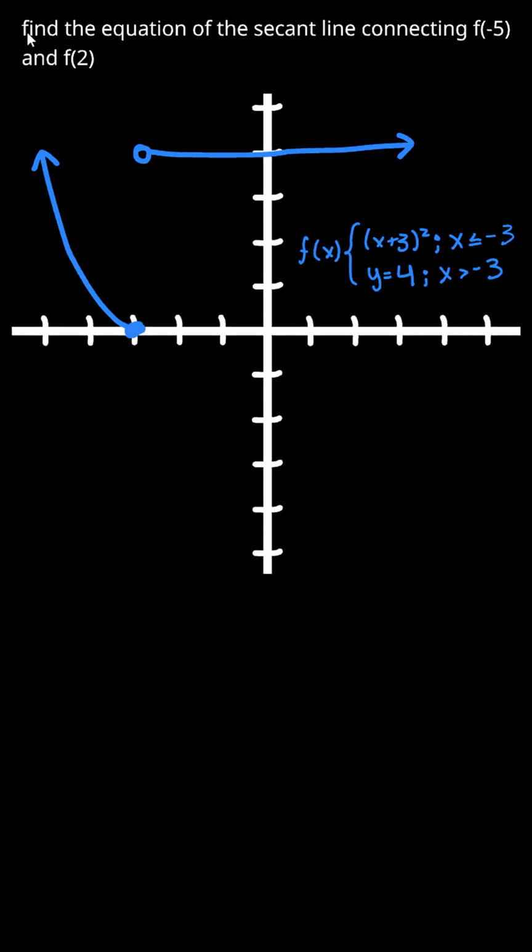If only more students knew this about secant lines. Our instructions say, find the equation of the secant line connecting f of -5 and f of 2. Before we work on it together, give this problem some thought.